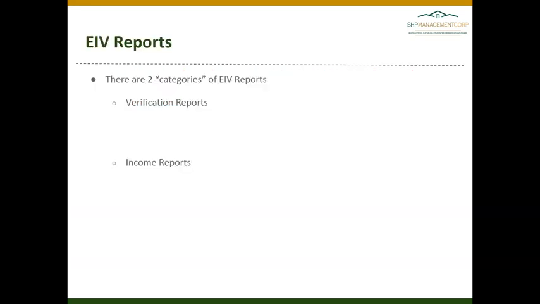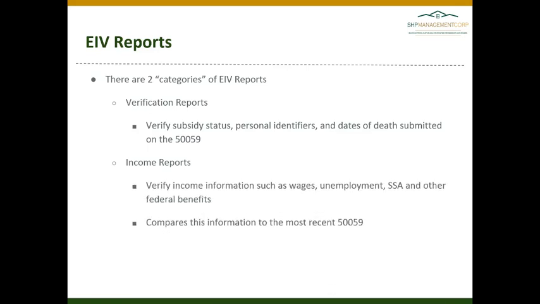There are two different categories of EIV reports: verification reports and income reports. The verification reports focus on subsidy status, personal identifiers, and dates of deaths submitted on the 50059. Income reports look mainly at income information such as wages, unemployment, Social Security, or other federal benefits, and compares this income information to the income information on the most recent 50059.